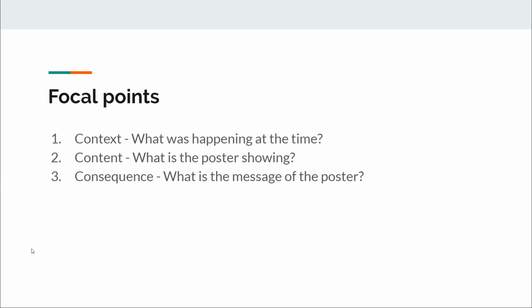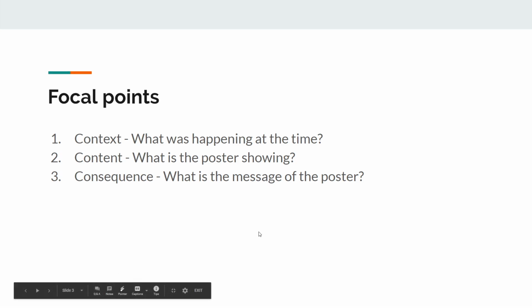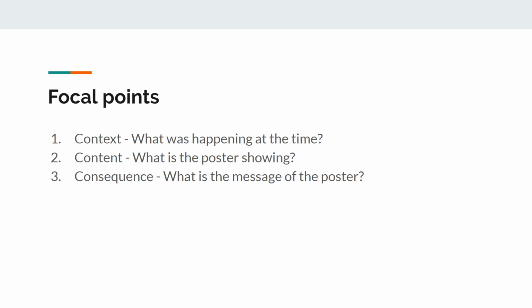So let's flick through. Like we said last time, there are three aspects of a source analysis to think about: context, content, and consequence. So tell me what is happening at the time. This is historical knowledge. We've spent the last term looking at the events of World War II. So you need to be able to go back to your references, your resources. If you know a source was made in 1936, what was happening in 1936?